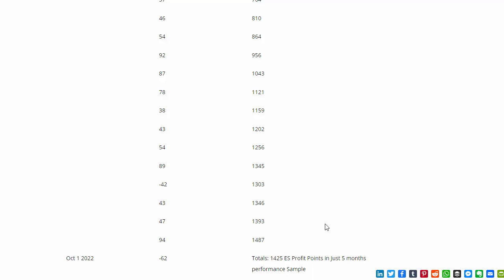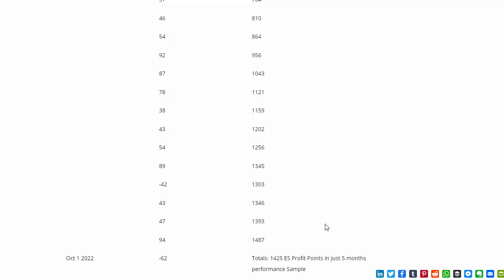So if you annualize that, that's about 3,500 ES points in a year. Annualized just means that at this certain rate of profiting, if you take that rate across the rest of the months of the year, we're looking at about 3,564 profit points.